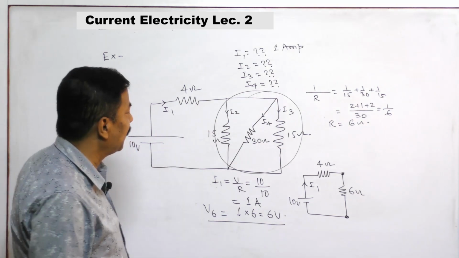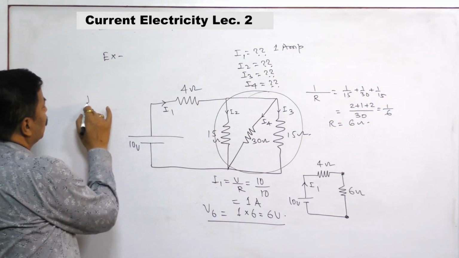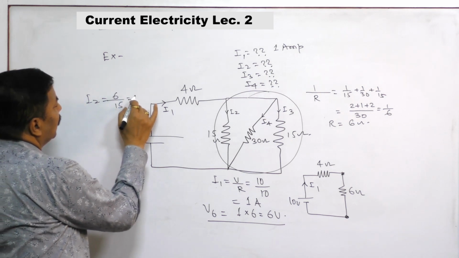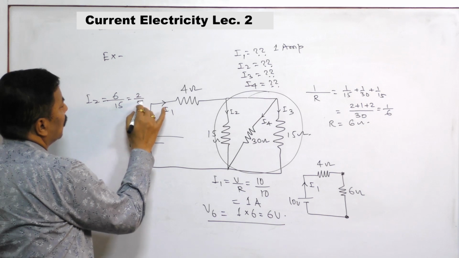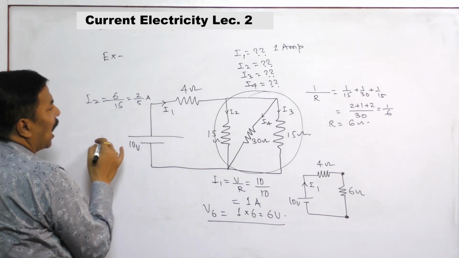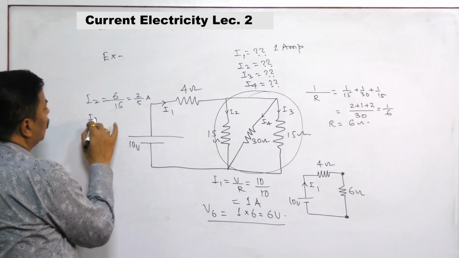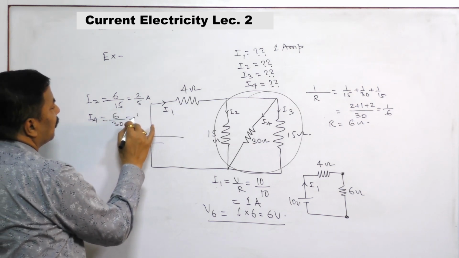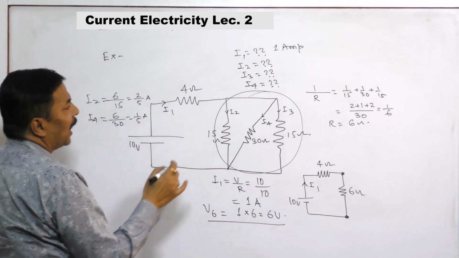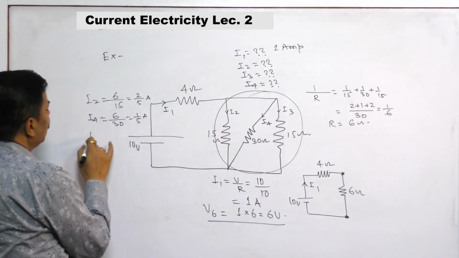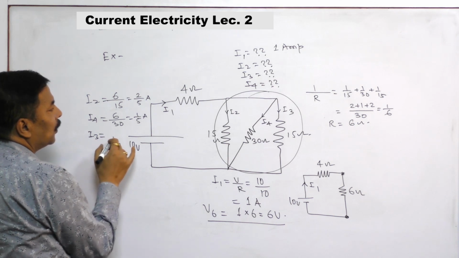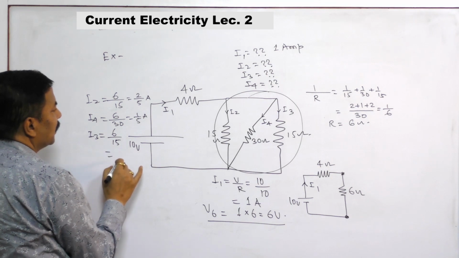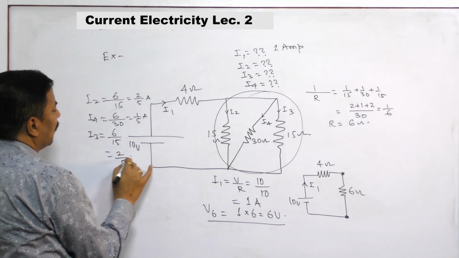Now the question becomes simple. I2 is equal to 6 by 15, that is 2 by 5 ampere. I4 is equal to 6 by 30, that is 1 by 5 ampere, and I3 is equal to 6 by 15, that is 2 by 5 ampere.